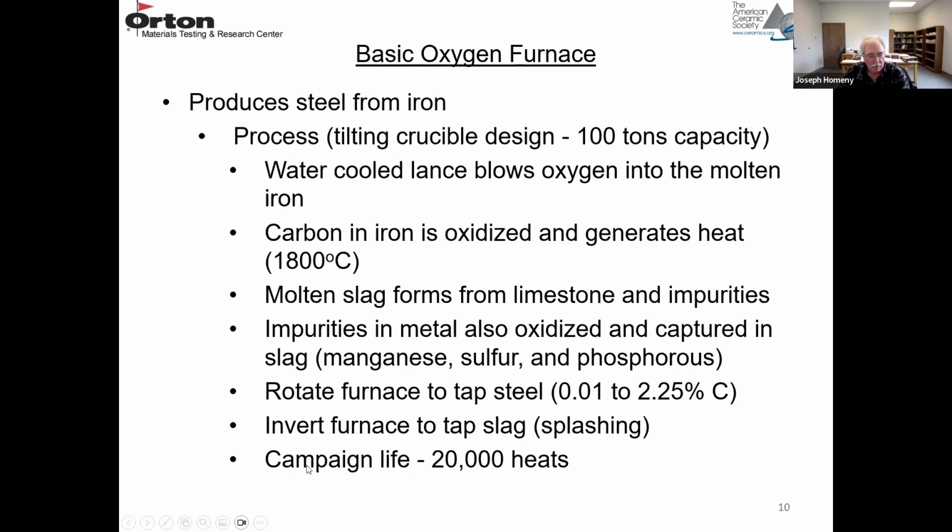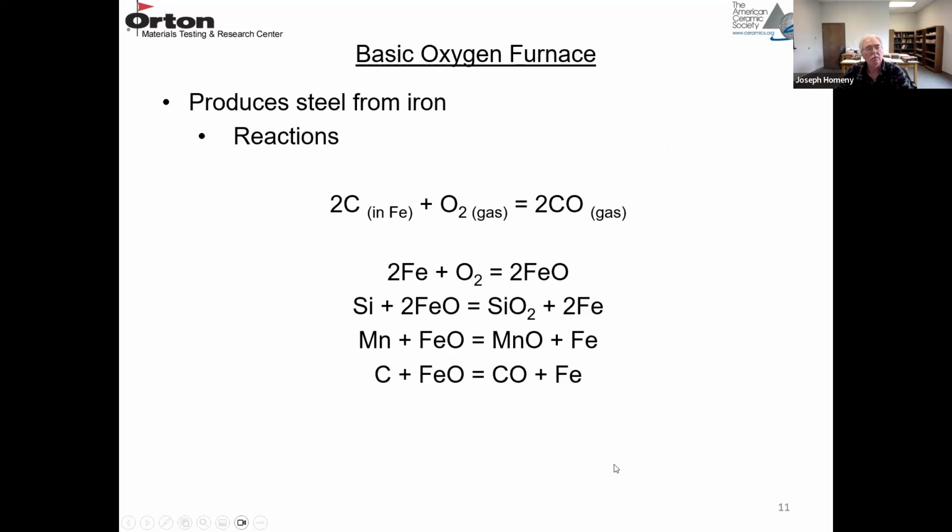And when these furnaces first came out in the 50s and 60s, they were running less than 200 heats per campaign, but nowadays 20,000 heats is possible because of the carbon matrix composites. So these vessels have really improved their campaign lives. So basically, in this process where you're converting iron to steel, the carbon in the iron plus oxygen forms CO gas. So you're removing the carbon and ending up with steel.